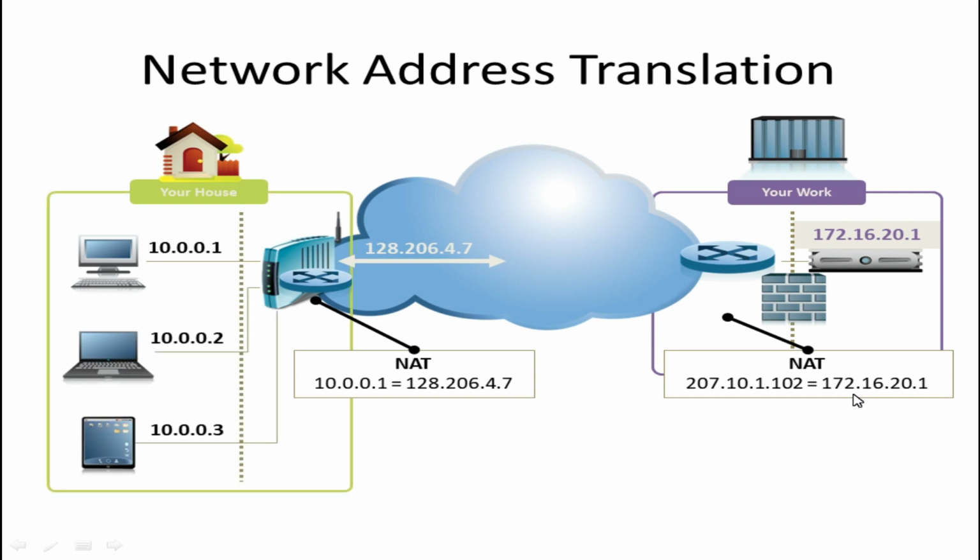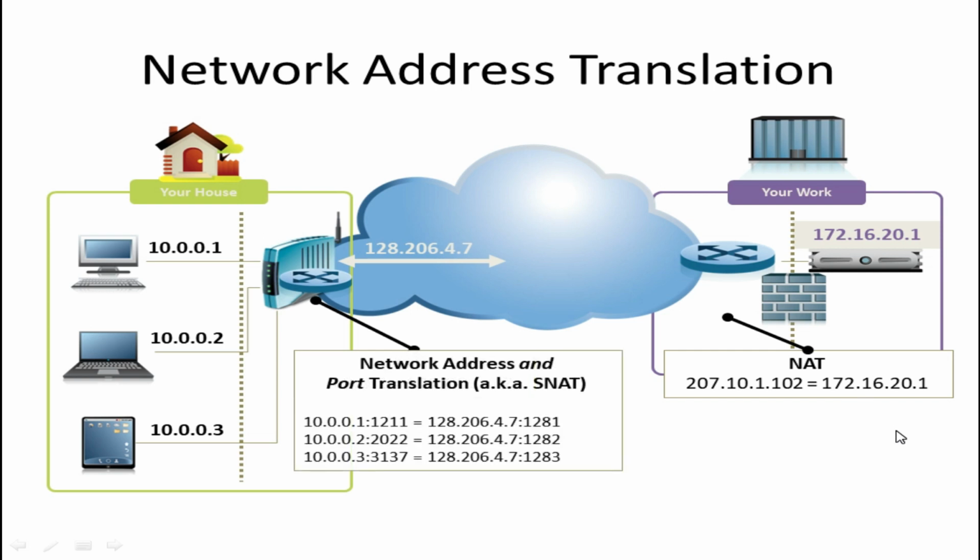So all of those PCs or all of those devices, maybe the mobile devices, the laptop, the PC, will get converted into the public IP range using one IP only. And this kind of conversion, when you are converting many to one, is known as PAT, the port address translation, and also known as SNAT.